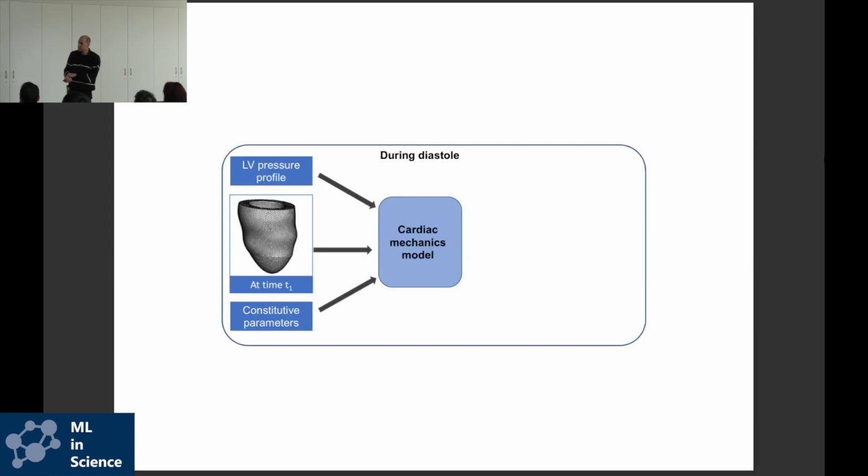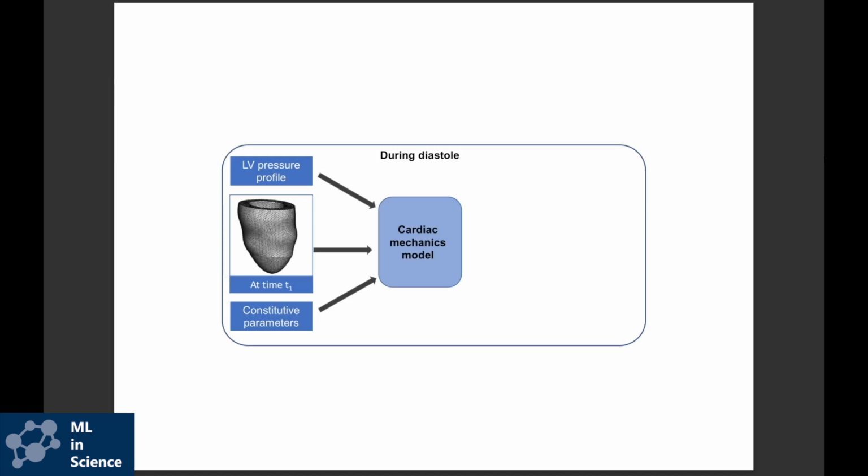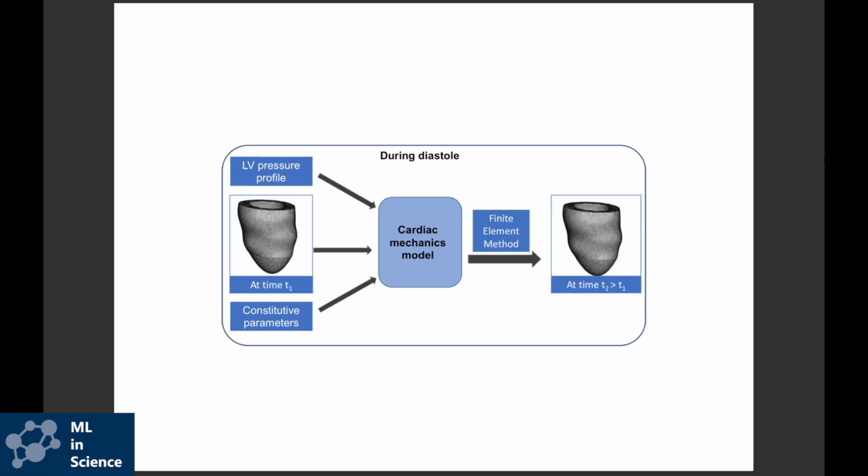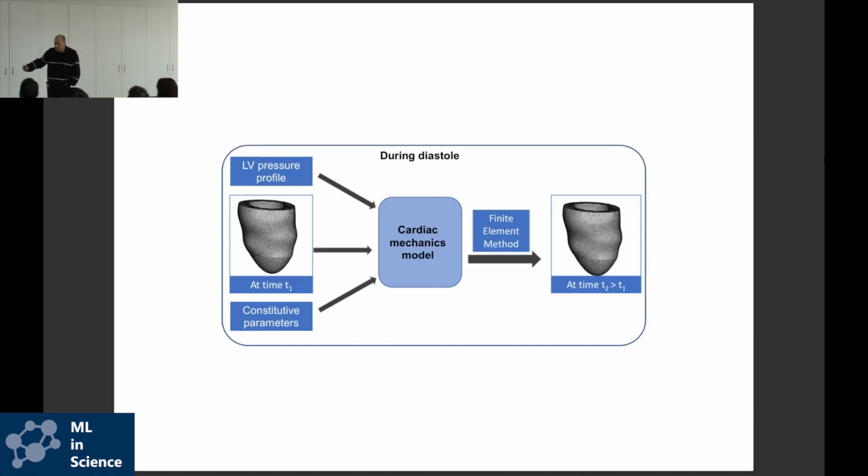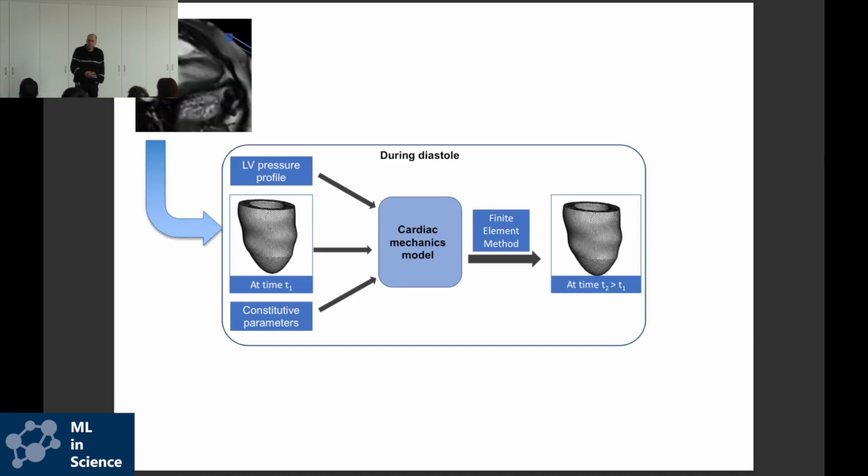The model depends on the constitutive parameters, which characterize the tissue properties, and then the pressure of the blood pumped into the left ventricle. Then you use finite element discretization, and then you can predict the state of the left ventricle at a later time point. We get the left ventricle at early diastole from the magnetic resonance images.